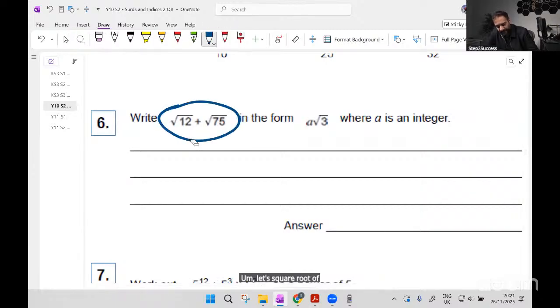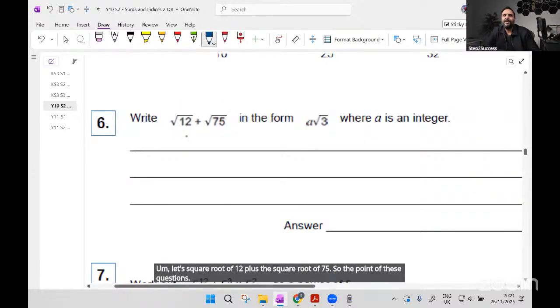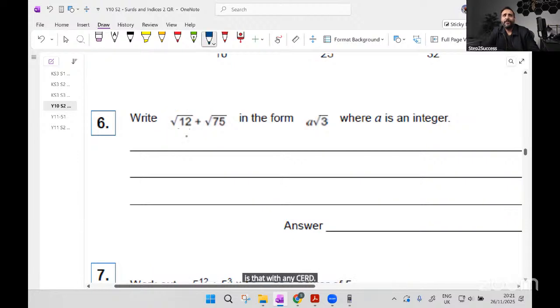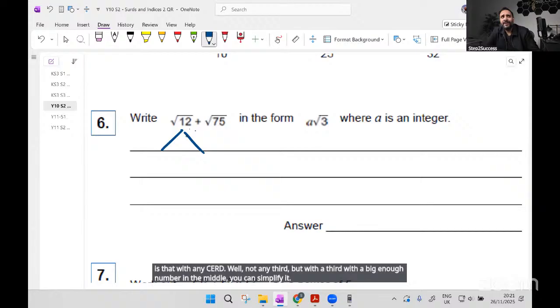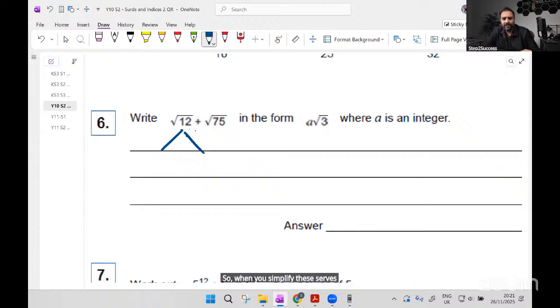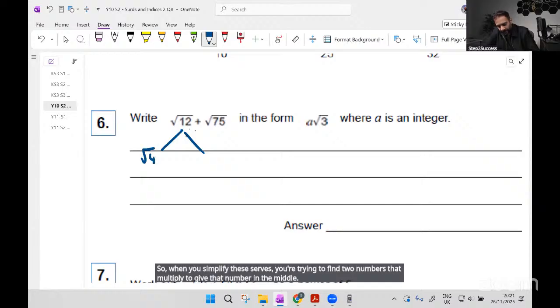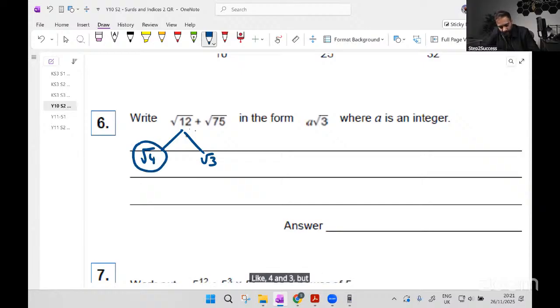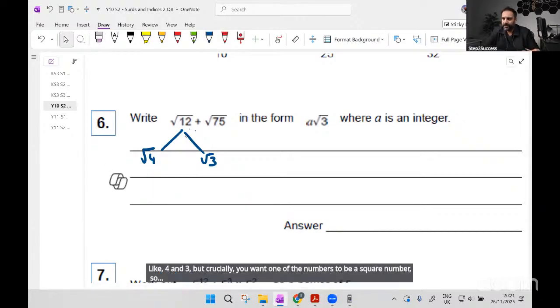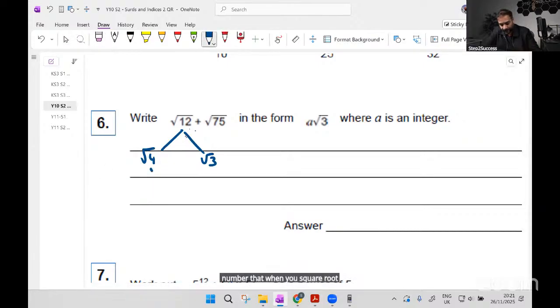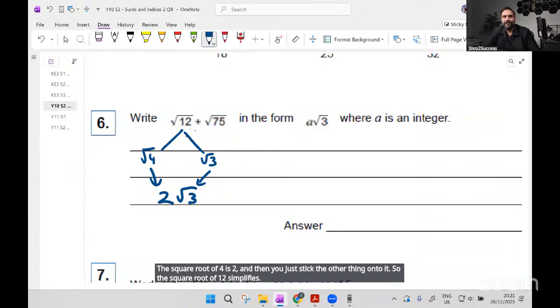The point of these questions is that with a surd with a big enough number in the middle, you can simplify it. So when you simplify these surds, you're trying to find two numbers that multiply to give that number in the middle, like 4 and 3. But crucially, you want one of the numbers to be a square number, a number that when you square root it, becomes a whole number. The square root of 4 is 2, and then you just stick the other thing onto it. So the square root of 12 simplifies to 2 root 3.